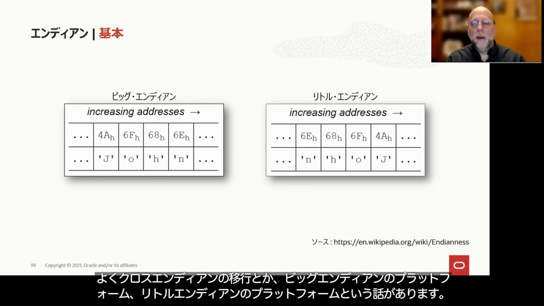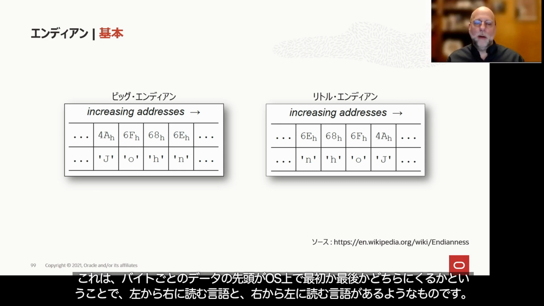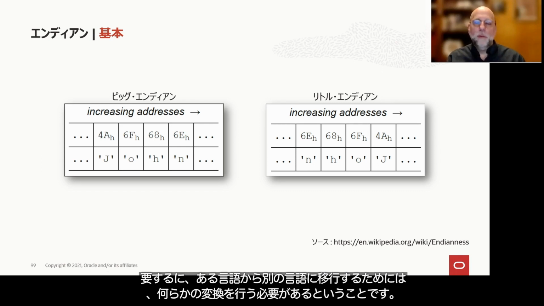We often talk about cross-endian migration or big endian platforms, little endian platforms. And really what we're talking about there is whether the high order byte in a representation of data is first or last when it's encountered by the operating system. Sort of like having some languages that read left to right and others that read right to left. The main point is, in order to move from one to another, we're going to have to do some conversion.